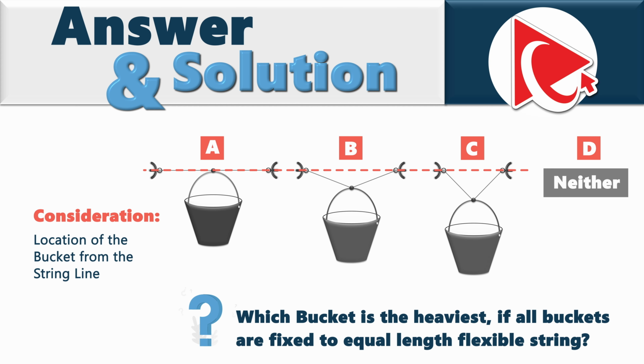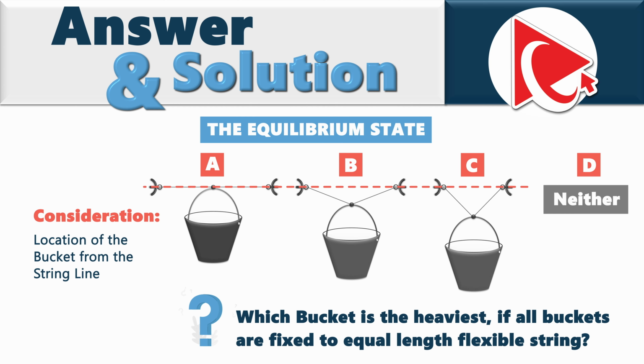What we know from physics is that when multiple objects are suspended from a flexible string, they will settle into a state of equilibrium. In the state of equilibrium, the tension in the string will be equal at all points along its length. However, due to the differences in weight, the heavier bucket will exert a greater downward force on the string compared to the lighter buckets. As a result, the heavier bucket will cause more tension in the string, causing it to sag lower compared to the lighter buckets. This visual cue of the lower position of bucket C can give you an impression that bucket C is heavier, even though it may or may not be the case in reality.